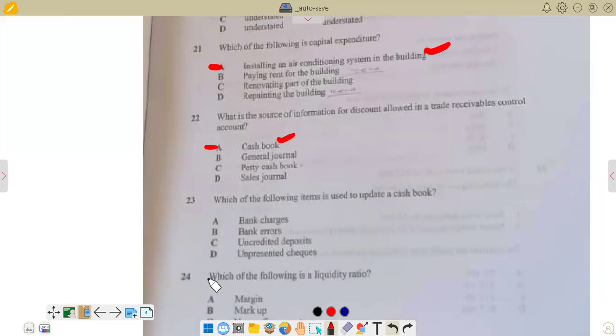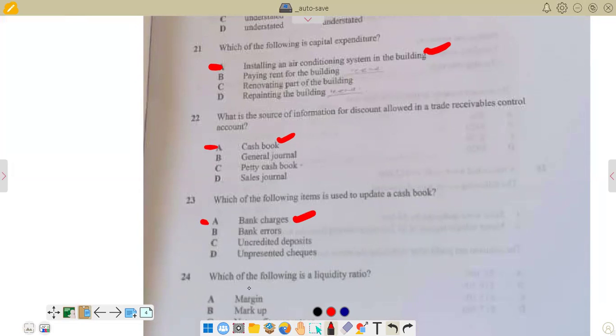You see that bank errors affect the bank statement, but the bank has to correct its own errors. So we are not supposed to adjust for errors in the cash book, which is wrong. Then we go to uncredited deposits. These can only affect the bank statement and the bank reconciliation statement. They don't affect the cash book. Then unpresented checks are the same; they only affect the bank reconciliation statement. So we've got A, most appropriate there.